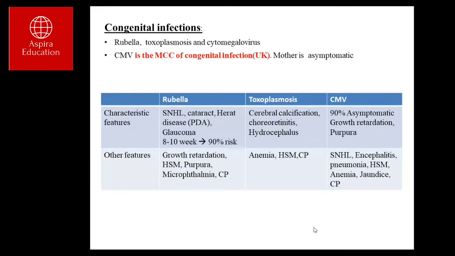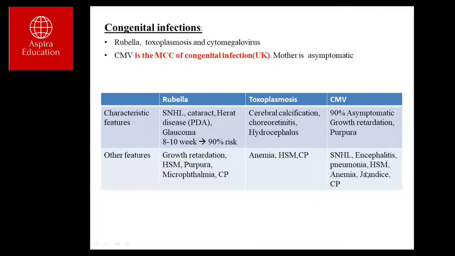This table highlights the different characteristics of the three common diseases. So we're going to begin with CMV because this is the most common congenital infection. About 90% of them are asymptomatic. You can have some growth retardation or purpura in the newborn baby. Apart from that, you can have some hearing loss, encephalitis, pneumonia, hepatosplenomegaly, anemia, jaundice, and they can have cerebral palsy. These are the manifestations in the baby after the birth.